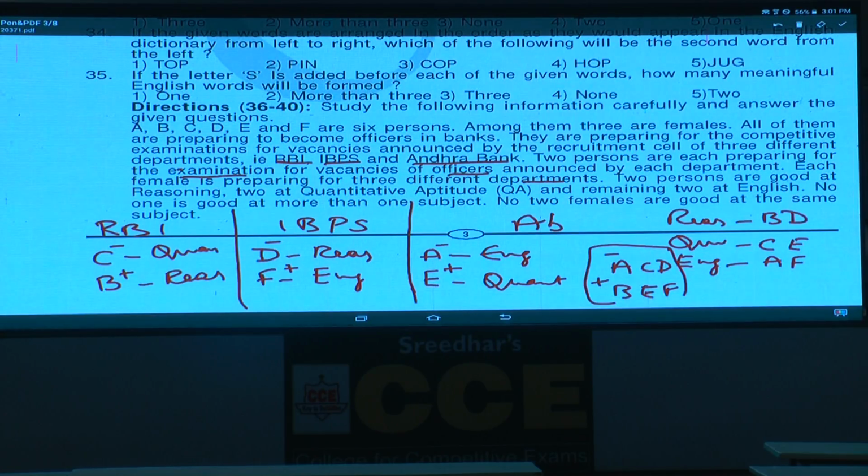E and C are not good at English: do we require that information here? Not required, because E is good at the same subject as C, but not English is already given. But not English, we need that information as well. No one is good at more than one subject. This is also required. That means all the statements are necessary. That is choice 4. Done with this?